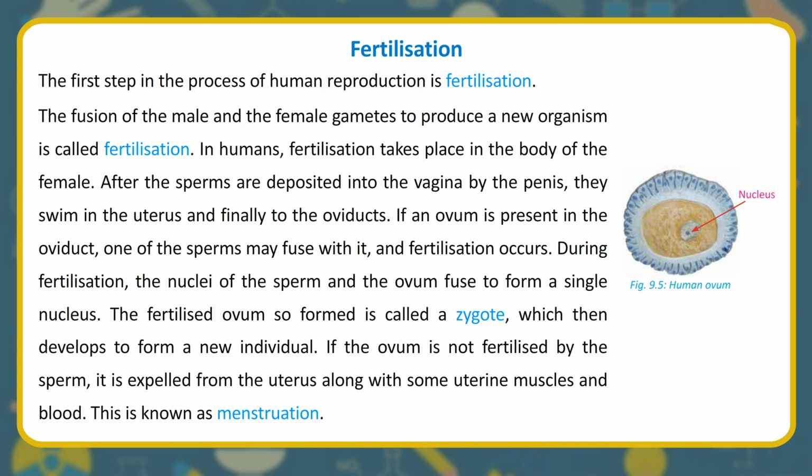During fertilization, the nuclei of the sperm and the ovum fuse to form a single nucleus. The fertilized ovum, so formed, is called a zygote, which then develops to form a new individual. If the ovum is not fertilized by the sperm, it is expelled from the uterus along with some uterine muscles and blood. This is known as menstruation.